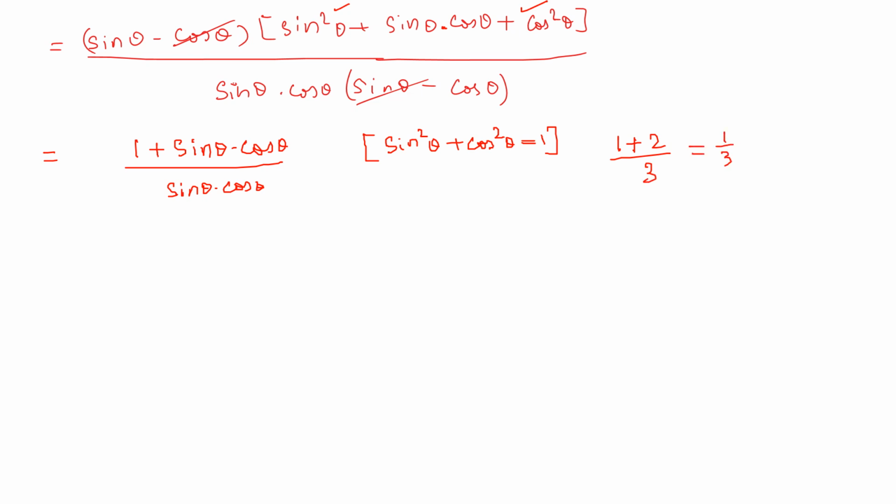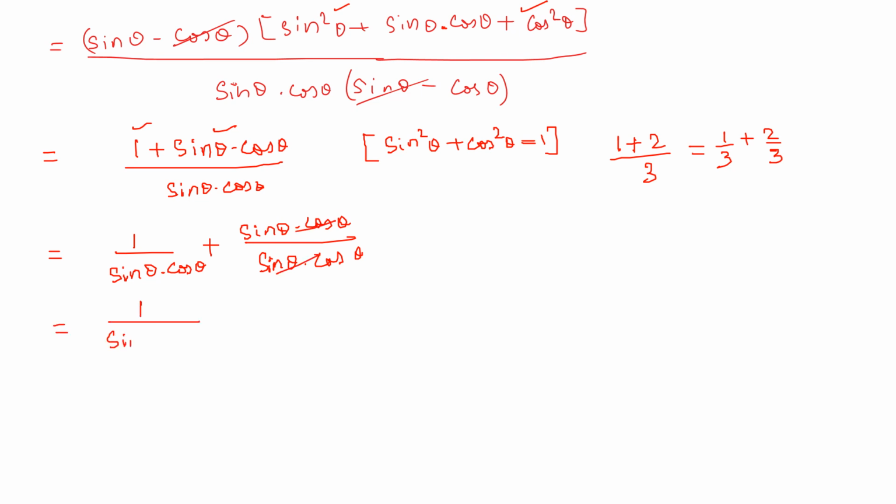Okay. Now, if you remember, if a fraction is written like this, 1 plus 2 by 3, I can write it as 1 by 3 plus 2 by 3, isn't it? This 3 denominator is with both the numbers. Same way here also, this denominator sine theta into cos theta is with both the number 1 as well as sine theta into cos theta. So I'm going to write it as 1 by sine theta into cos theta plus sine theta into cos theta by sine theta into cos theta. So if you see here, the second part, sine theta into cos theta divided by sine theta into cos theta, it will become 1, isn't it? Because both are same.